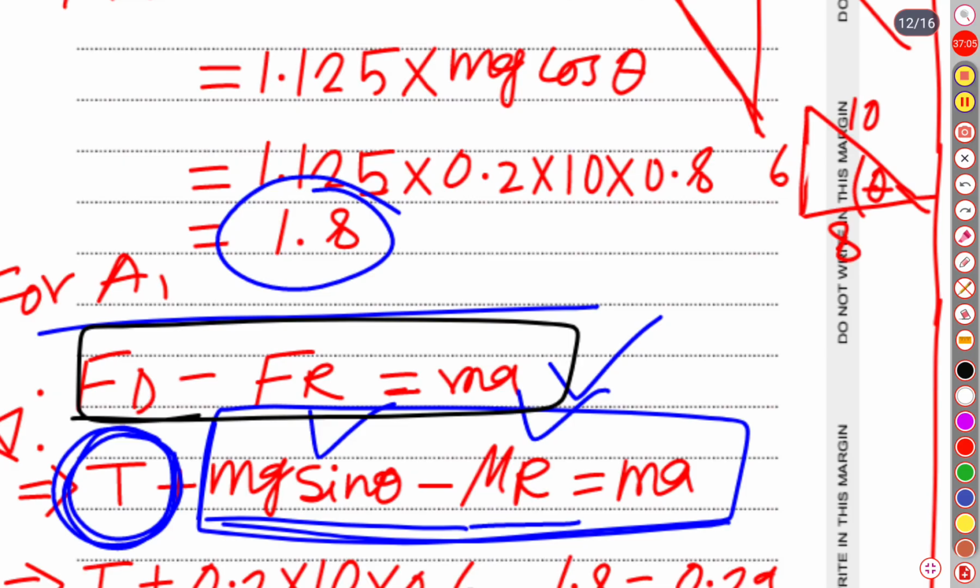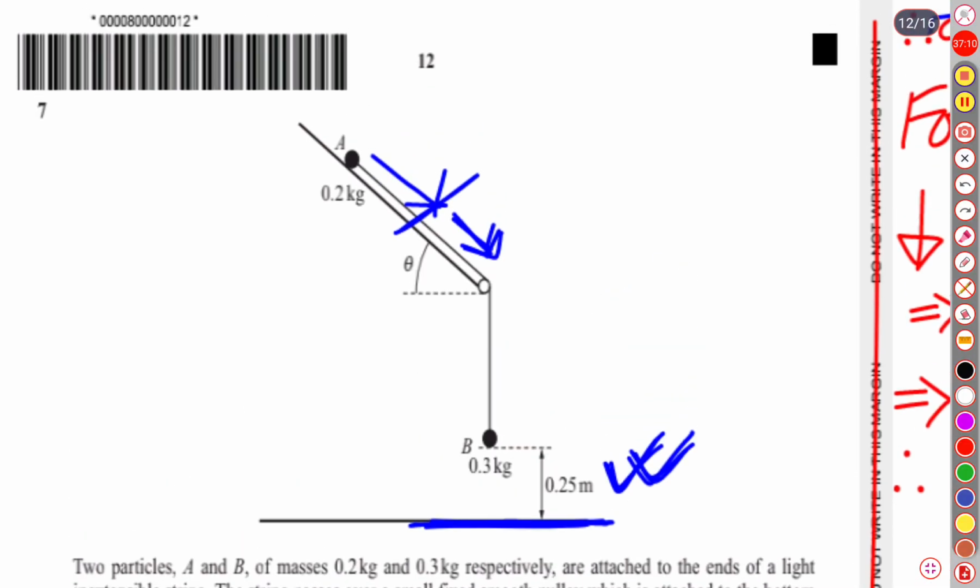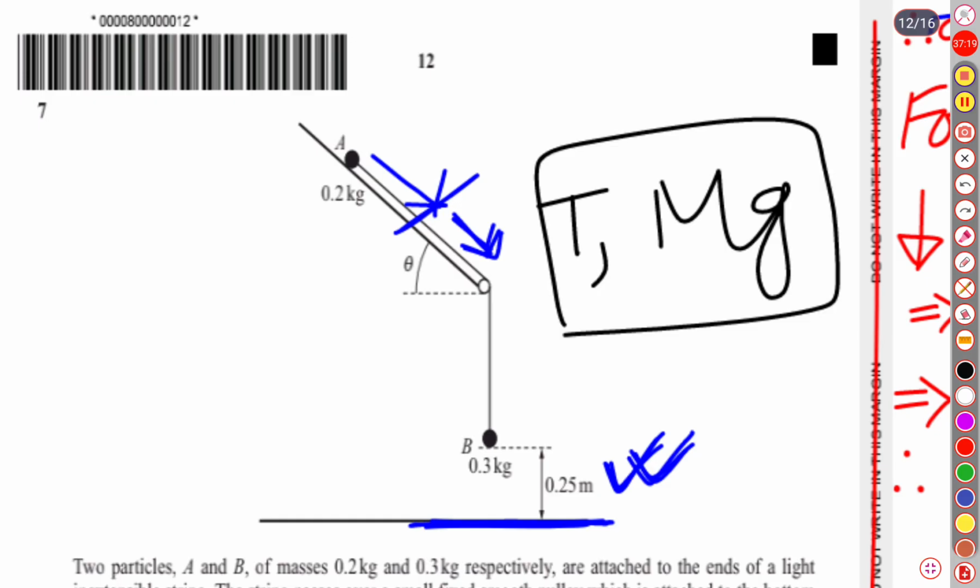For driving force and resistance force there is a little variation, because for A there are two driving forces: one is tension, the other one is mg, that means weight. But for B, it is nothing but weight, which is pulling it downward. And frictional force is applicable only for A, because it is sliding down a rough plane, whereas B has nothing in contact. So that's all about both of the solutions.